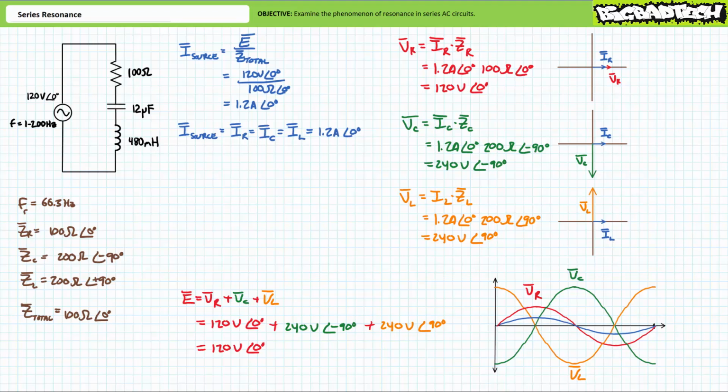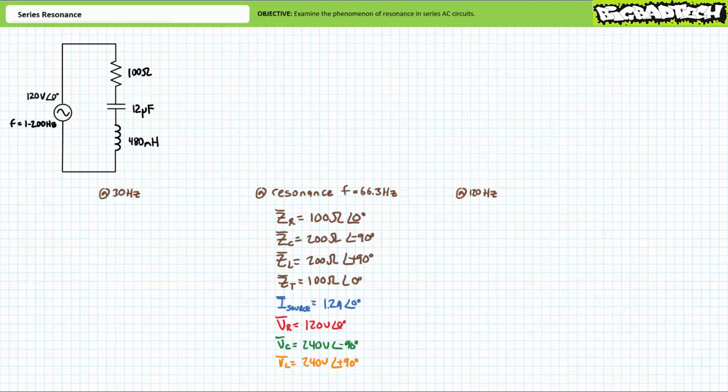For us to appreciate the resonant condition in all its wonder, we need to examine the same circuit at conditions other than resonance. For example, consider the following two scenarios. Scenario 1. Excitation frequency is reduced to 30 Hz, less than half the resonant frequency. How will this affect impedance, current, and voltage distribution in the series circuit? Scenario 2. Excitation frequency is increased to 120 Hz, just shy of 2 times the resonant frequency. How will this affect impedance, current, and voltage distribution in the series circuit?